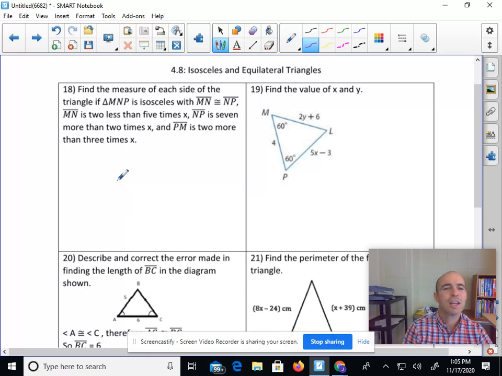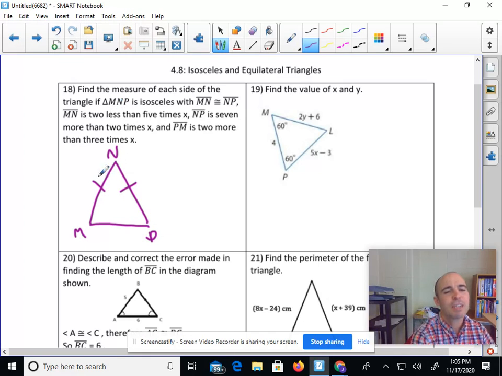Okay. So you know what? I'll give you a diagram here. So it goes, here's N, here's M, here's P. We know these 2 are congruent. They give us a variable expression for each of these. You have to translate the words into variables, and you got to set up the equations. You got to solve it. That's why you guys signed up for honors.